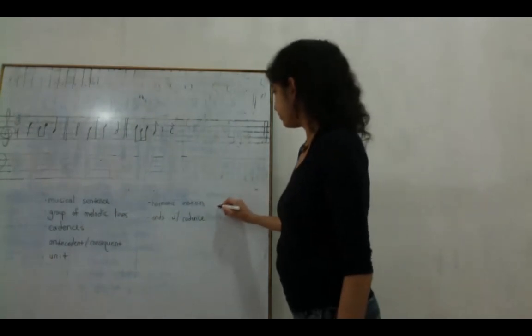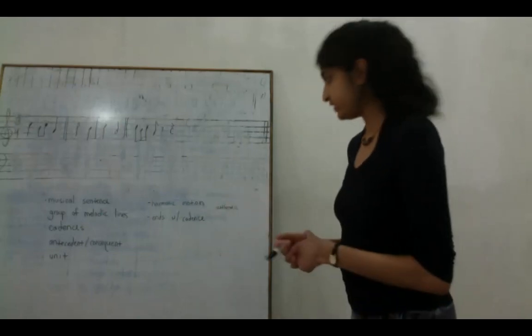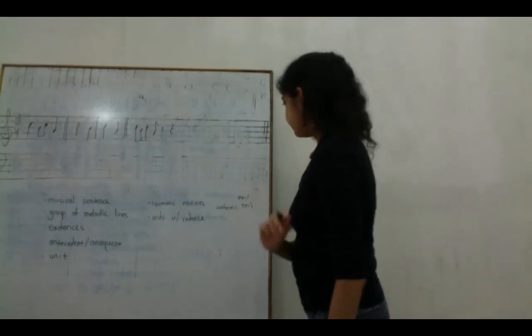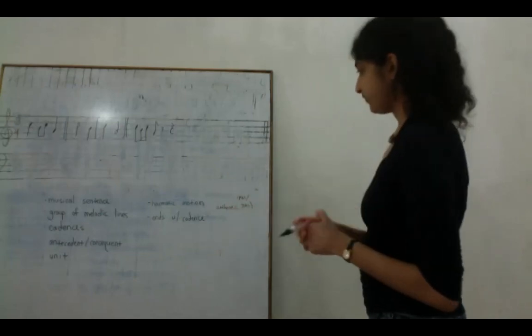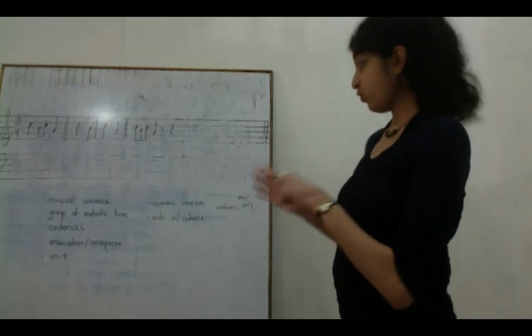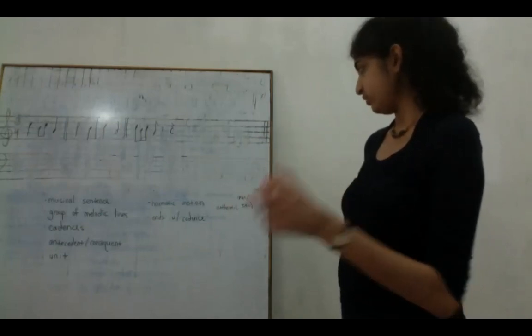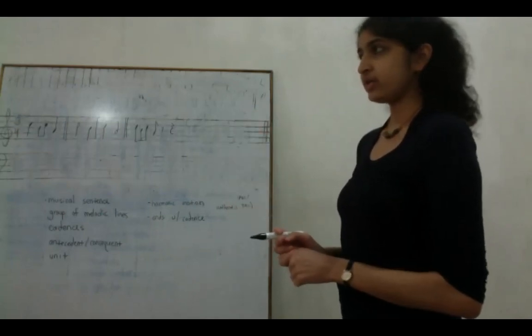Authentic cadence. Okay, that means something that ends with a 1 chord. We have perfect authentic and imperfect authentic, PAC, IAC. If it's root position 5 and 1 and the soprano ends on do, that's perfect authentic. If one of the chords is in inversion or if the soprano does not end on do, it's imperfect authentic. Okay, so that's all authentic. What else?